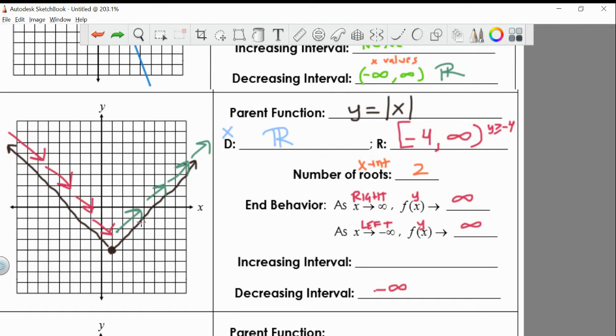So here's the trickiest part. When do we stop decreasing? When are we going to stop decreasing? I know you guys know it's right here. That's when we stop decreasing. But what number are we going to use for that? This is a tricky one. Anybody know the answer?